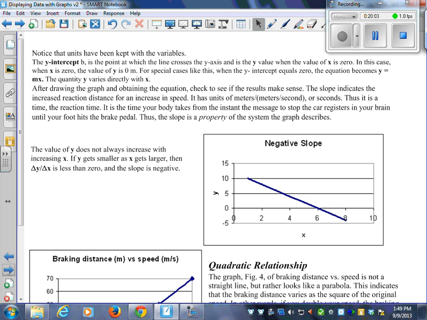Okay? Thus, it is a time. And what time is it? Important here. Not lunchtime, reaction time. How long did it take for this person to get their foot on the brake? 0.74 seconds. Is it going to be the same every time? No, probably not. Not if you were actually doing an experiment, right?